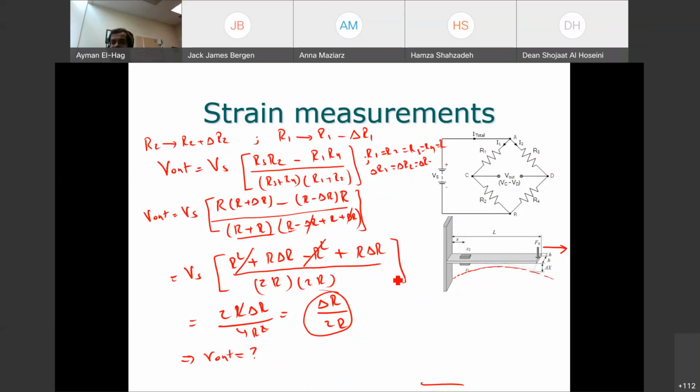Voltage will increase, delta R over 4R. Okay, this works. Think about it, guys. Look at the formula and see what will happen. It will act as compression. Stretch the wire. Voltage is negative. Okay.